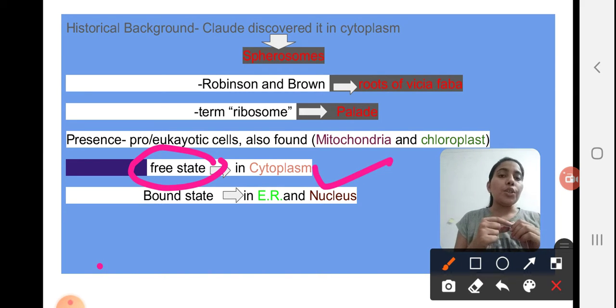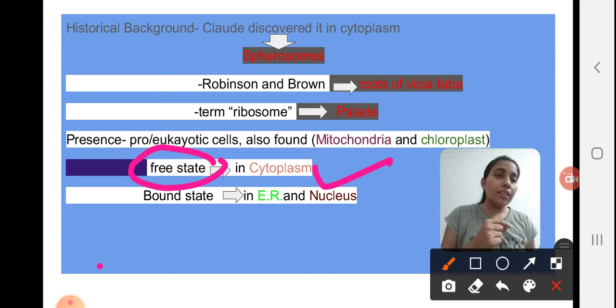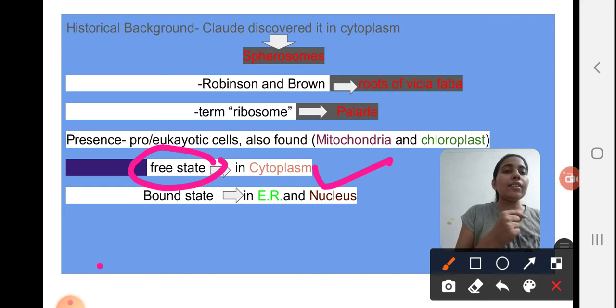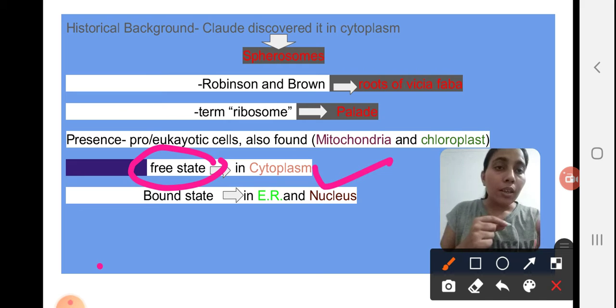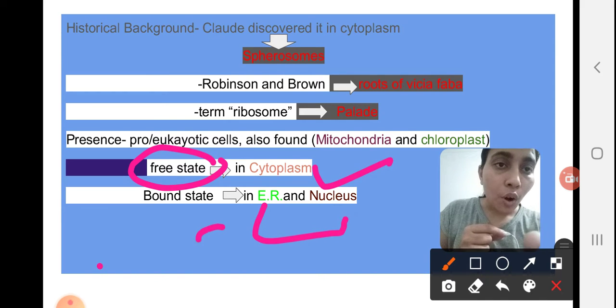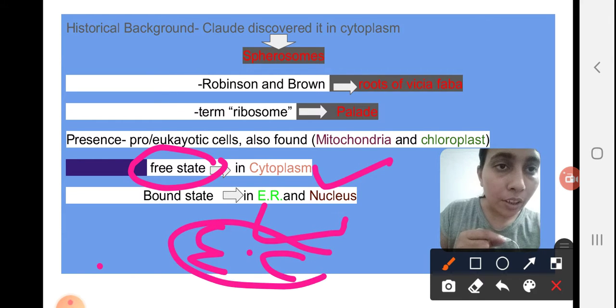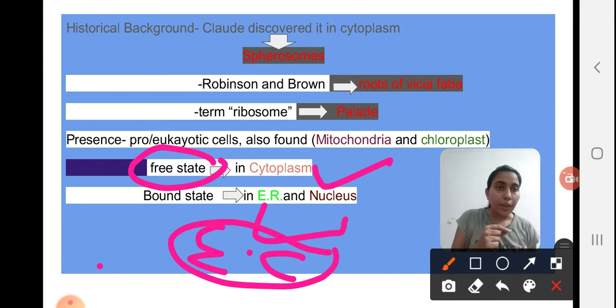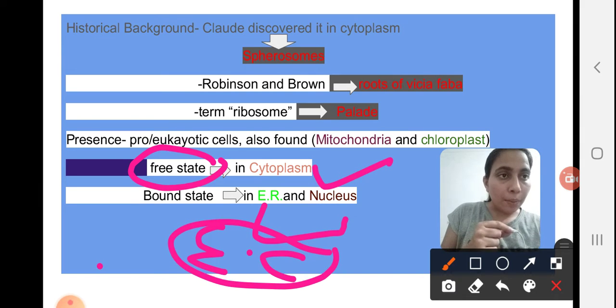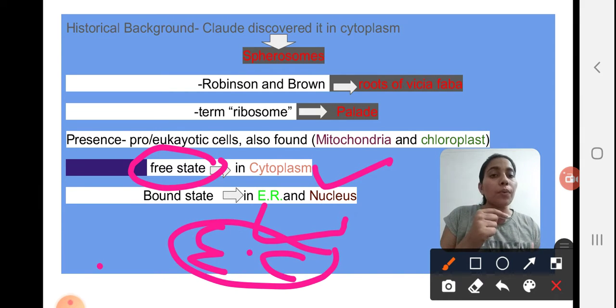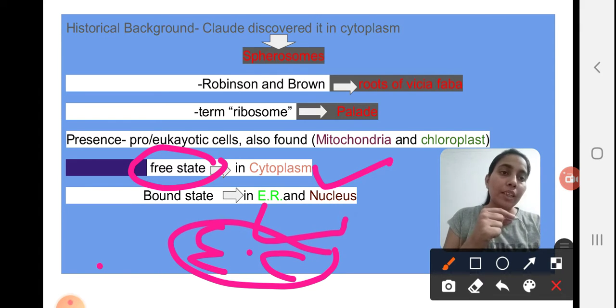Another one is the bound state, in two organelles of the eukaryotic cell, since prokaryotic cells don't contain this type of organelle. That's why the bound state is present in eukaryotic cell organelles, that would be the endoplasmic reticulum, and the next one is the nucleus. Clear?